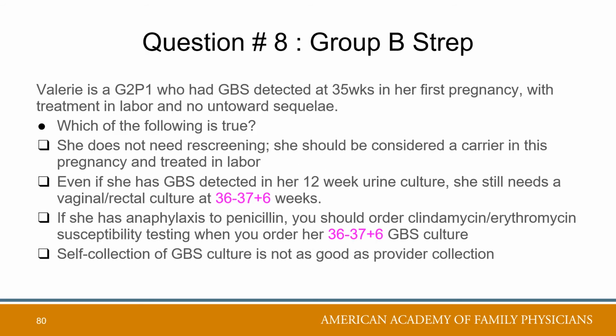All right, we're going to move on to GBS, so group B strep. So we'll talk about a case. Valerie is a G2P1 who had GBS detected at 35 weeks in her first pregnancy. She was treated in labor and thankfully had no complications. Which of the following is true?